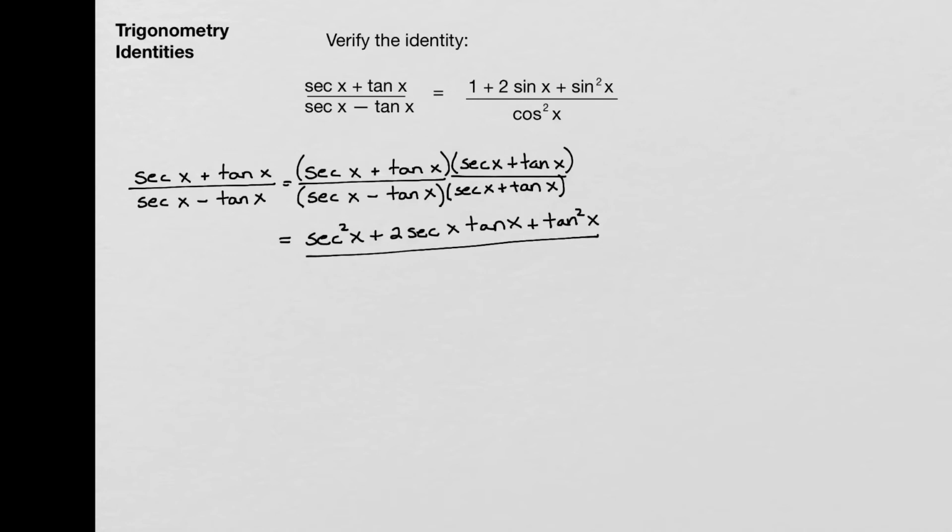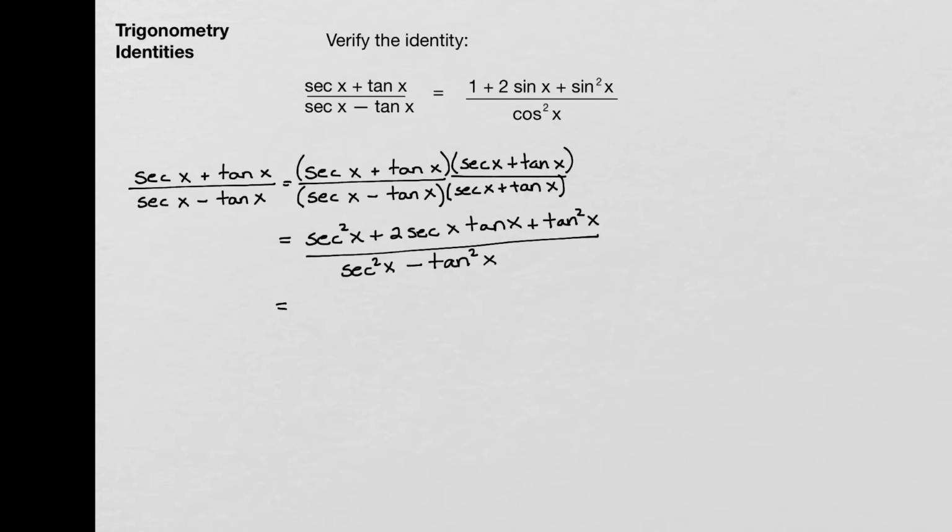Okay, and that's all over secant squared x minus tangent squared x. So in the denominator, the middle terms cancel out. All right, so now let's see what we can do with this.